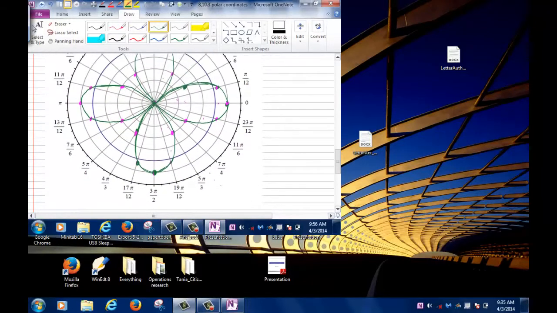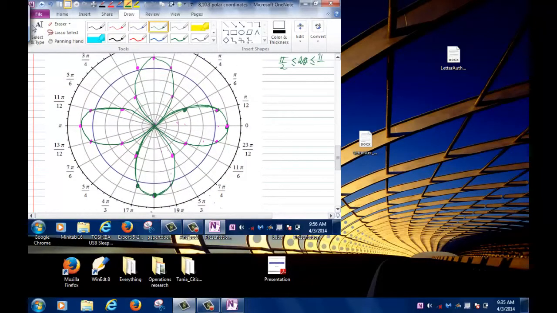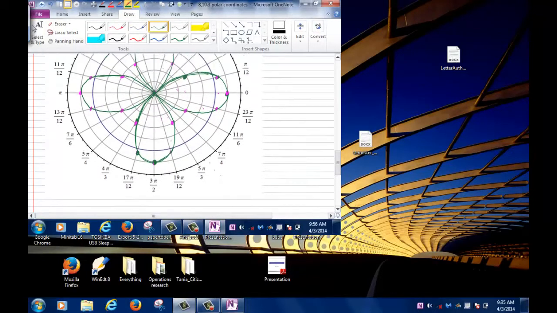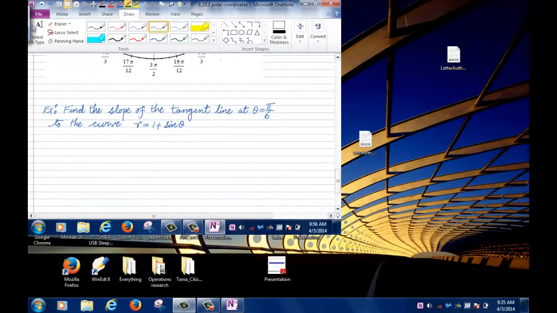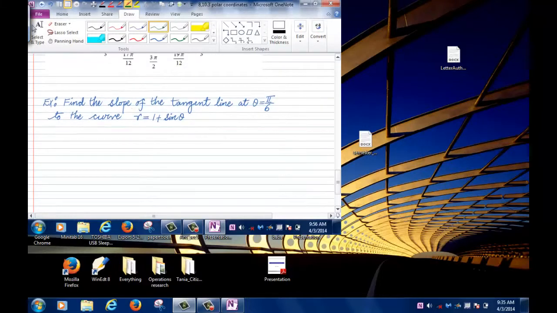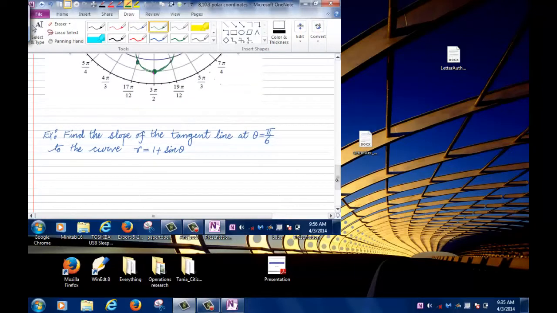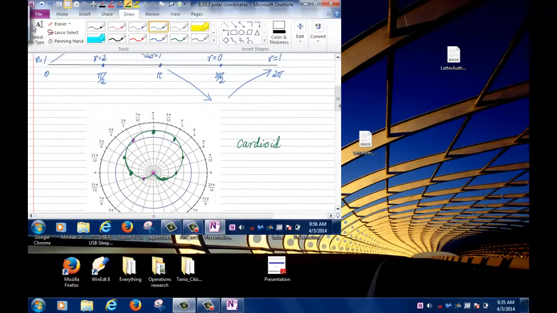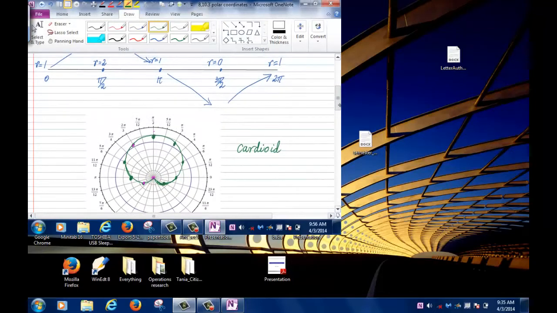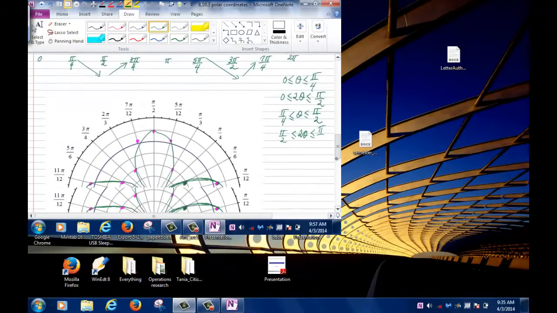Okay, so everybody gets how I got the graph? Everybody's okay? All right. So let's now look at this question. Let's say I want to find the slope of the tangent line at the point theta equals pi over 6 to the curve r is 1 plus sine theta. So we are talking about this first curve here, right? The first curve at pi over 6. I want to know what's the slope of the tangent.